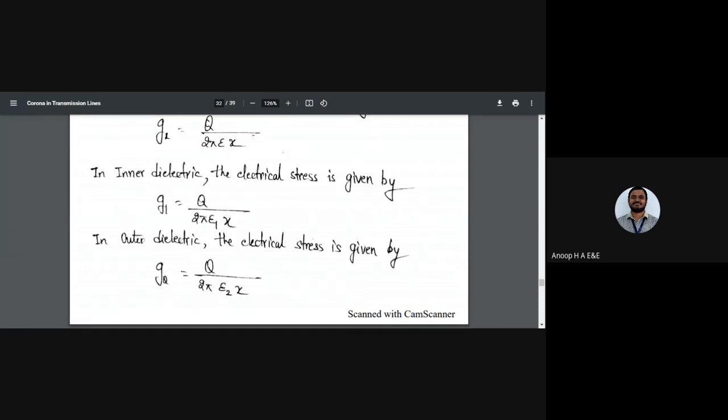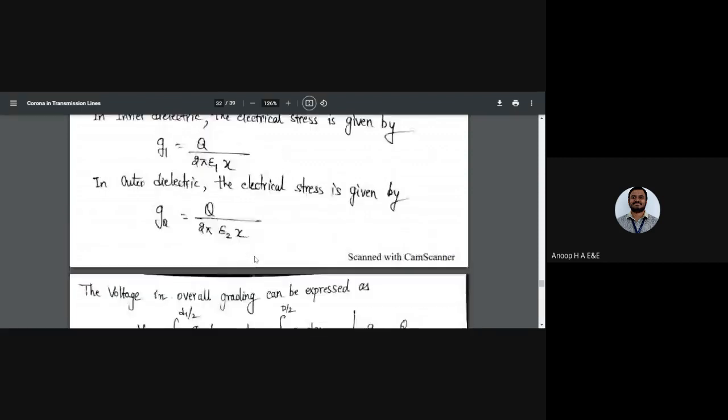Okay. So next, Prajwal, what will be the outer dielectric? Prajwal? Dhyan? Hashmit Ram, are you there? There is no point in just going ahead with the derivation. I want you to answer.